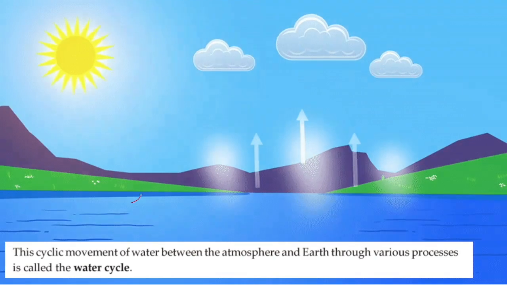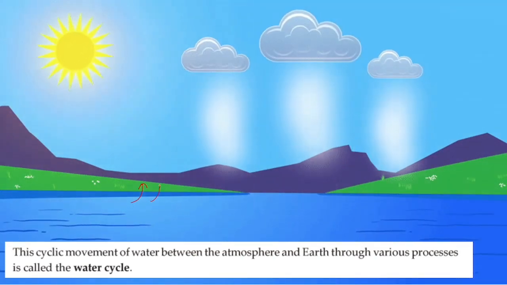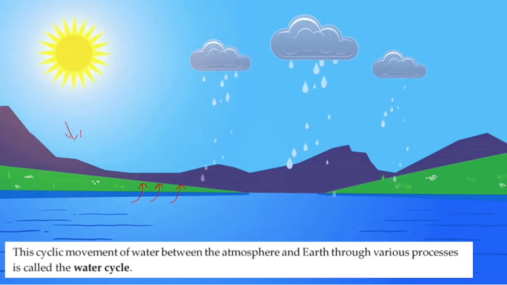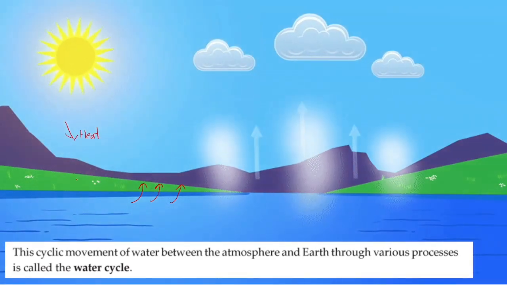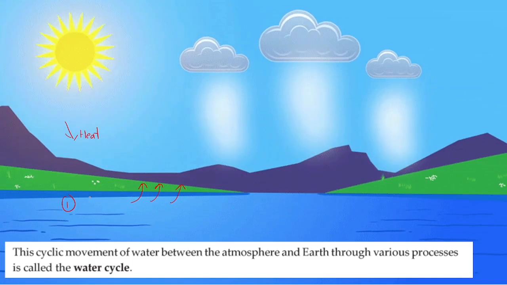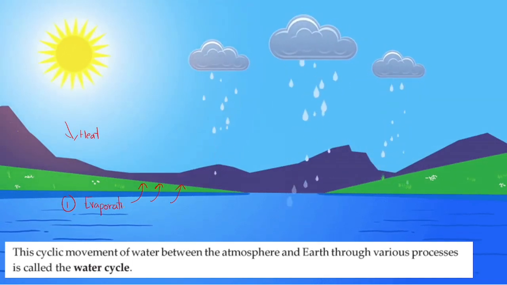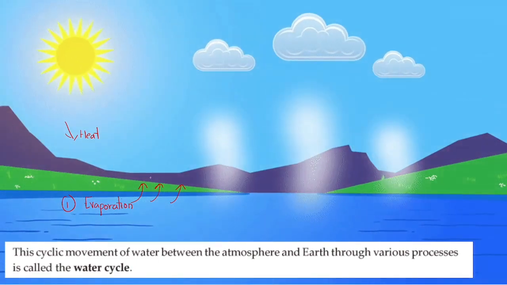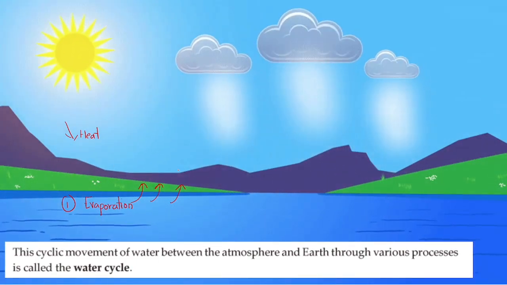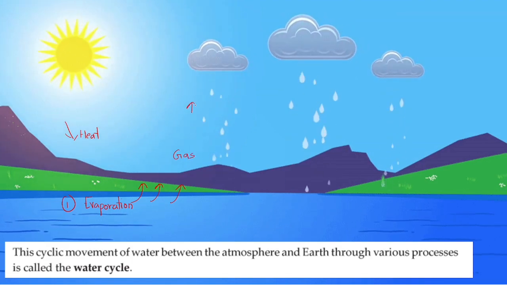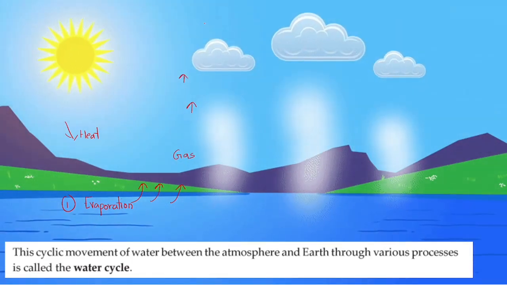So water goes up in the form of water vapor because of the heat of the sun. So water gets heated up, and we have the first step, evaporation. Evaporation occurs when the water is heated up by the sun's heat energy. It gets converted into gas form. So this gas form, or water vapor, goes up and forms the clouds.